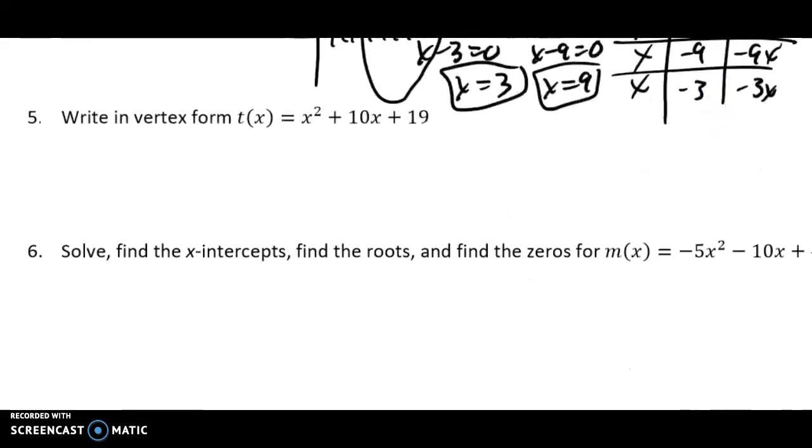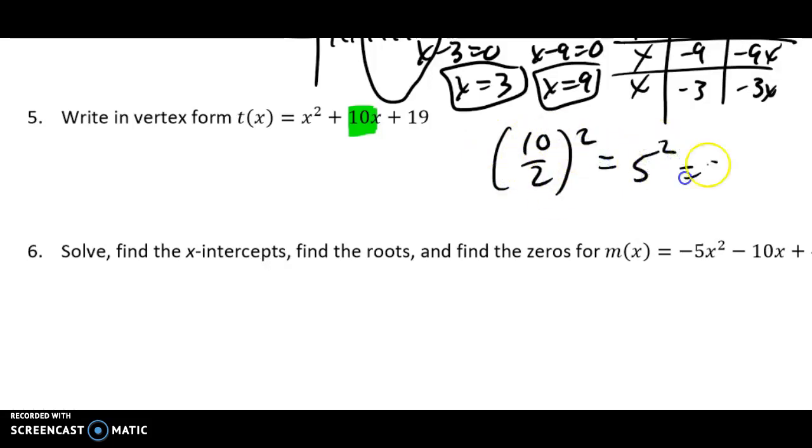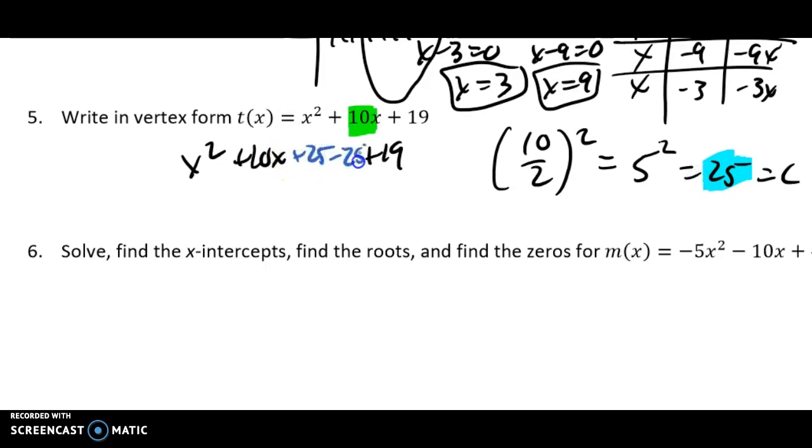We're going to write in vertex form, which means we need to complete the square. There's a lot of ways I've taught you how to complete the square. The formula way would be 10 divided by 2 squared is 5 squared, which is 25. And that's what C is supposed to be. So we have a 19. We don't have a 25. So this guy right here needs to be in the problem. So we're going to add 25 and then take away 25. So that this right here in purple, it's a different color, 3 colors, this right here in purple, we can tic-tac-toe it.